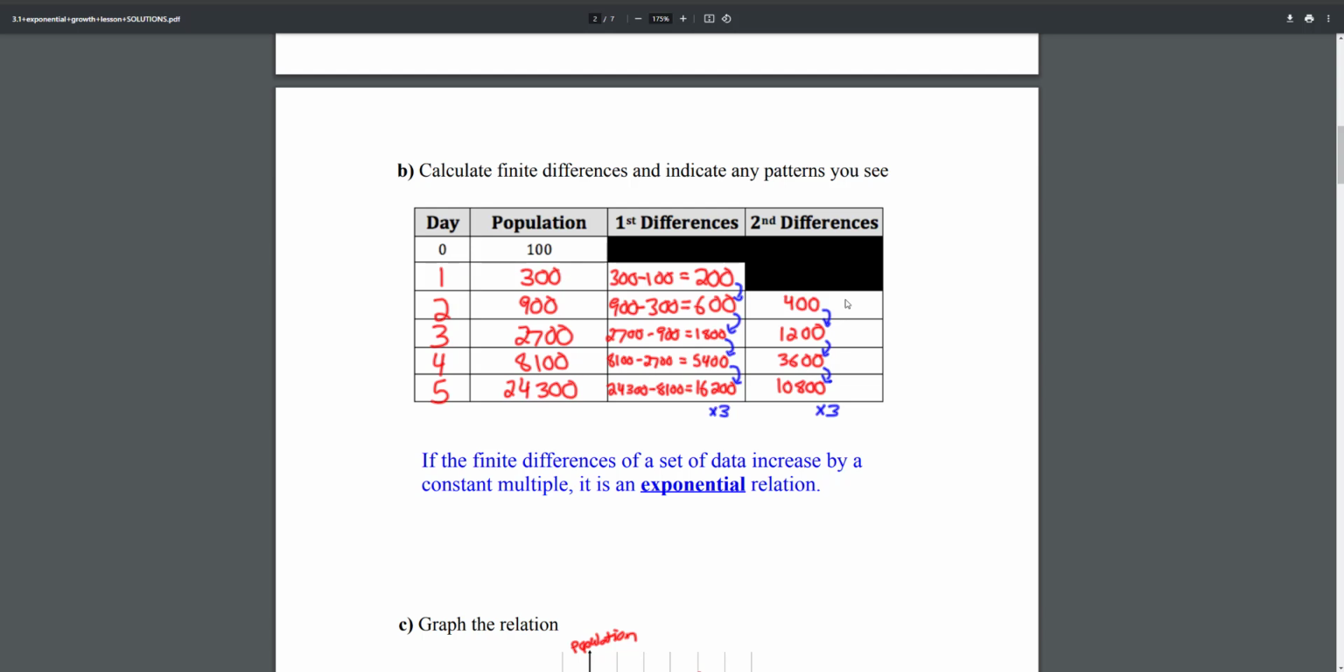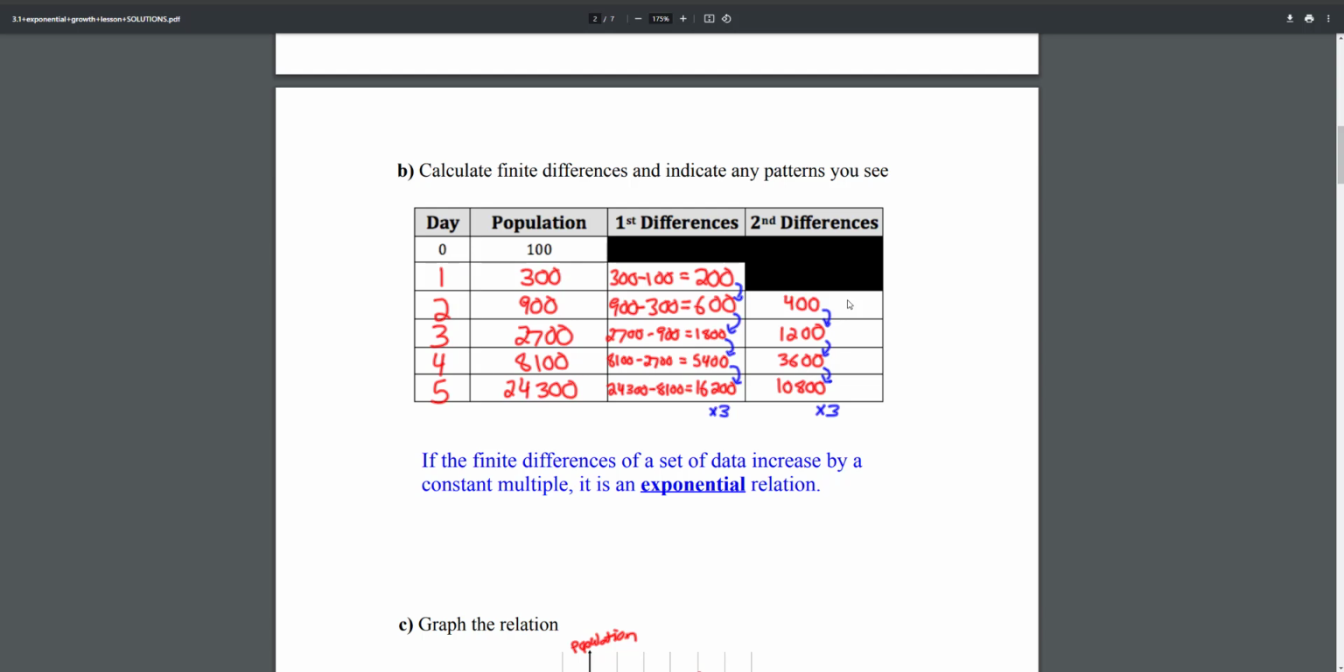If the second differences are the same, meaning constant, the same number keeps repeating, then it's a quadratic function. But if it's not constant, then it's neither linear nor quadratic. That's the amount that you've learned so far.